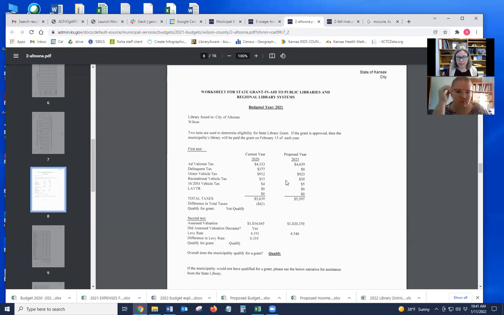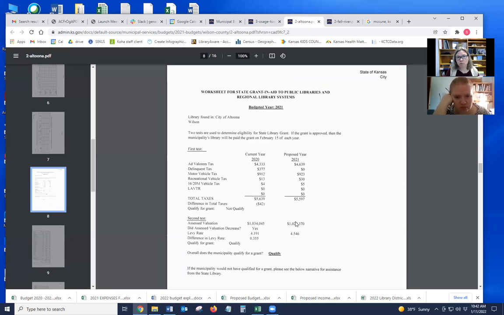So in your first test, the amount of tax raised from 2021 was less, $42, not a whole lot, but $42. But your mill levy rate went up because your assessed valuations went from 1.03 million to 1.02. So you lost, what is it, about $15,000? So that's not so good. But this is what's happening in some of our rural counties in Southeast Kansas.